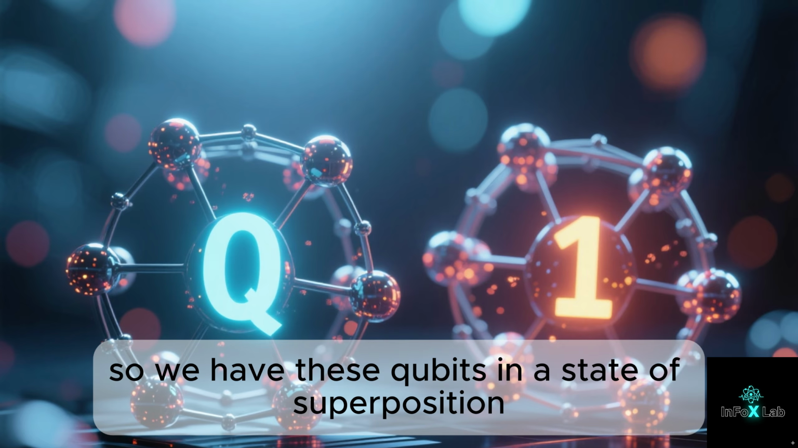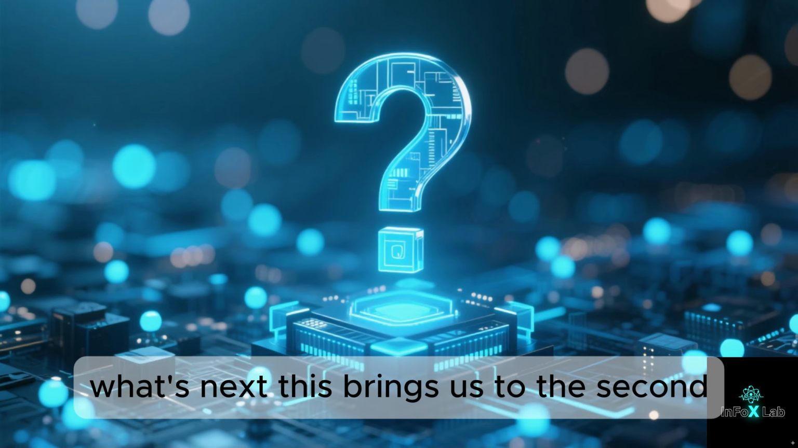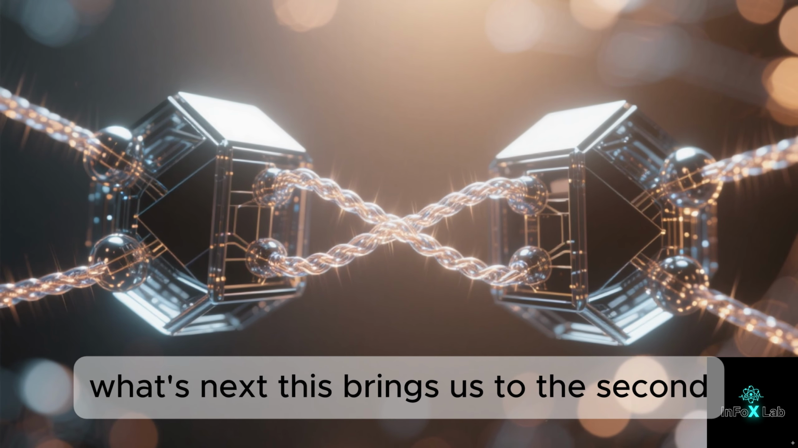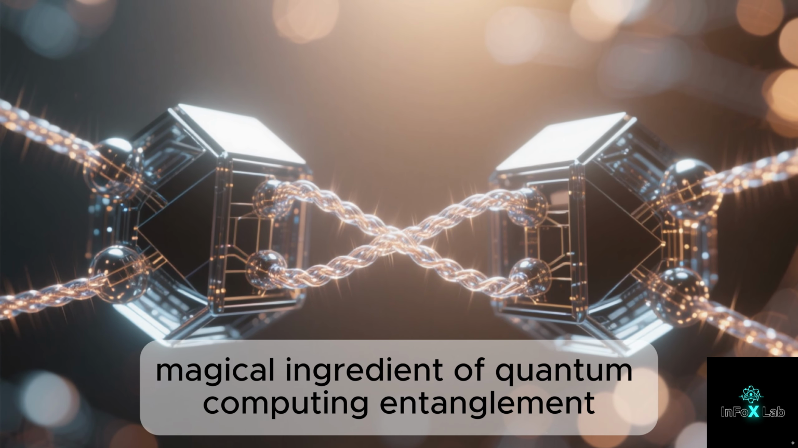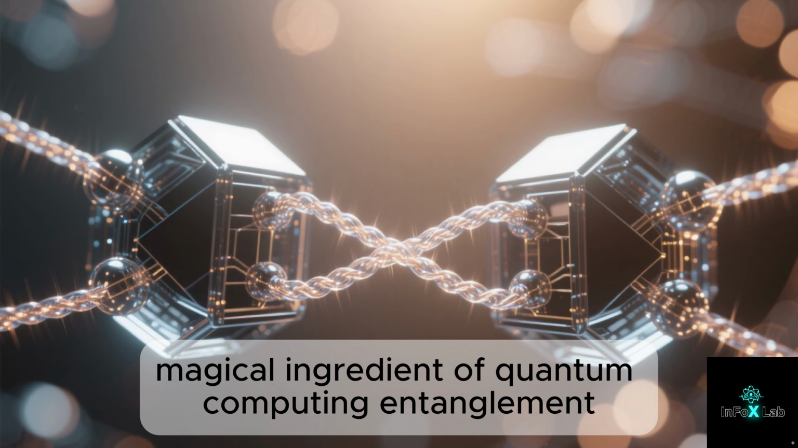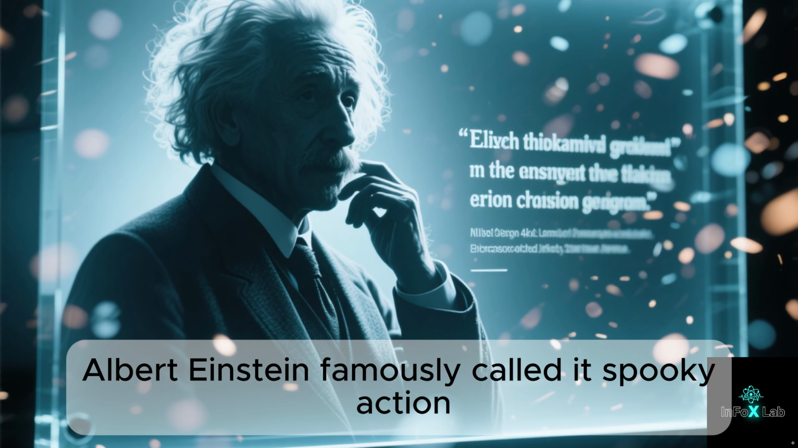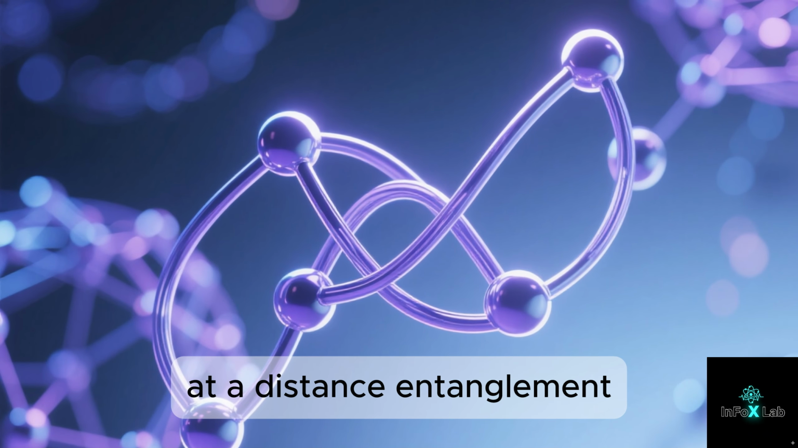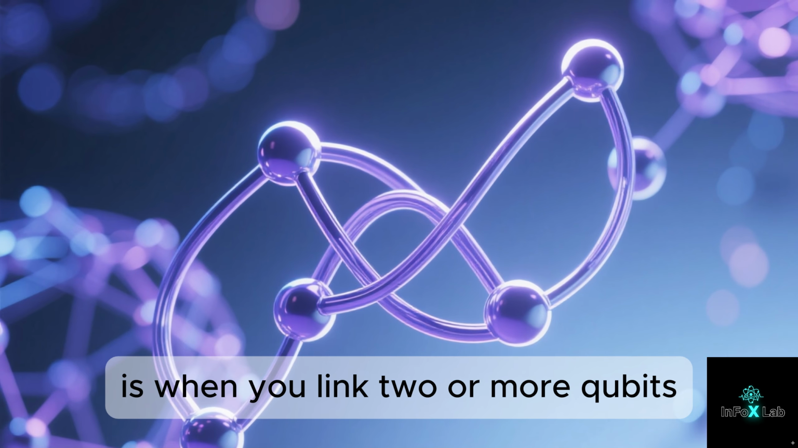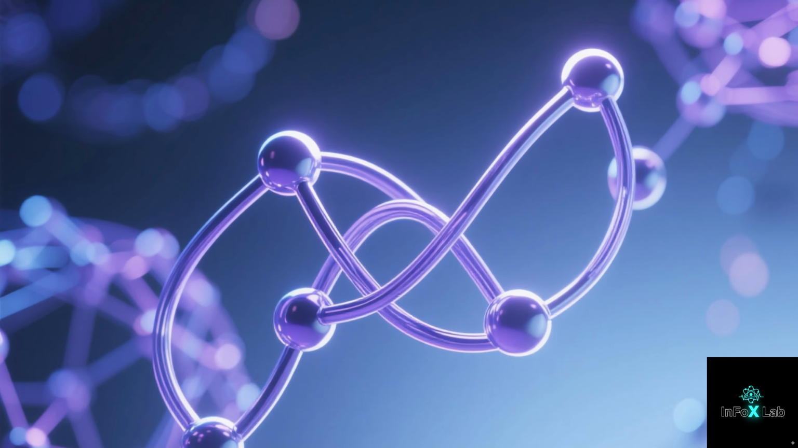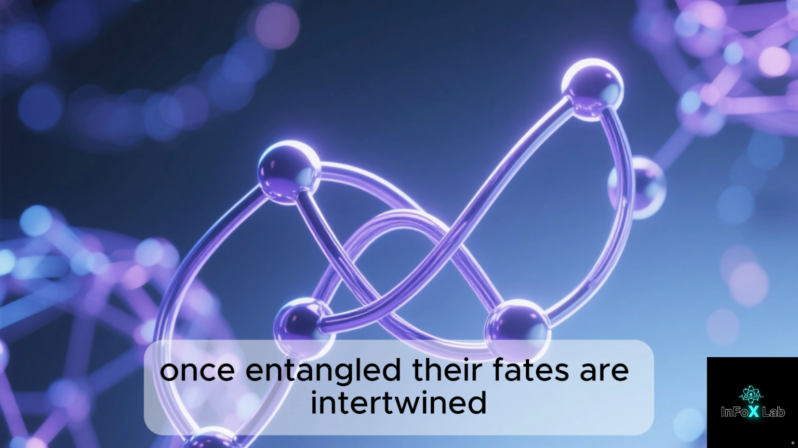So we have these qubits in a state of superposition. What's next? This brings us to the second magical ingredient of quantum computing: entanglement. Albert Einstein famously called it spooky action at a distance. Entanglement is when you link 2 or more qubits together in a special way. Once entangled, their fates are intertwined.